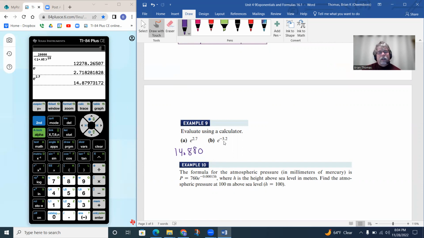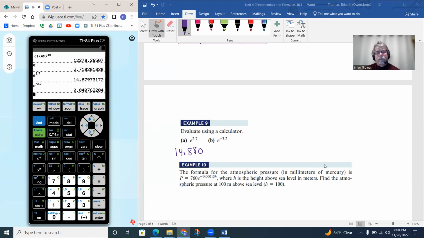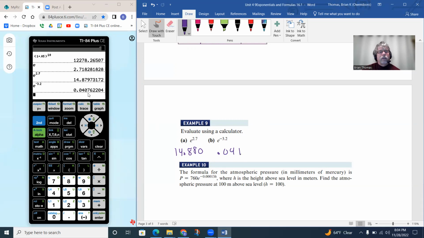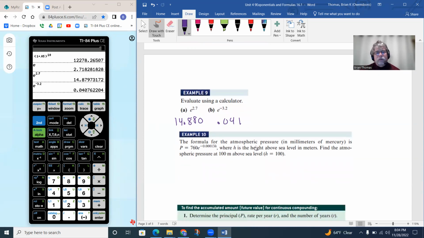If I want to do e to the negative 3.2, I hit the second button, hit the ln button, it has this little e, and it's prompted for an exponent. If I put negative 3.2 in there, hit enter, it'll give me that value. Again, if I do that out to 3 decimal places, that would be 0.041. Since there's a 7 after that other 0, that's going to make that move into a 1 spot.